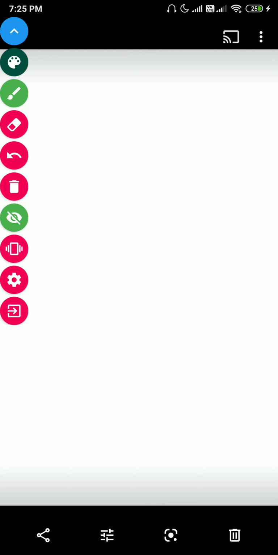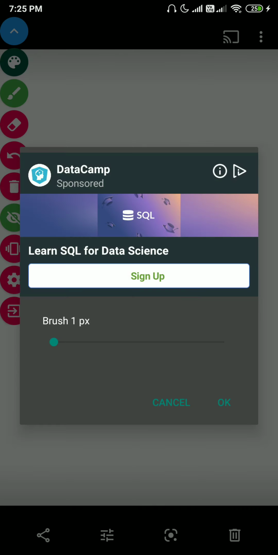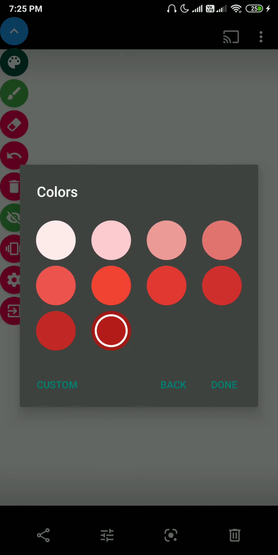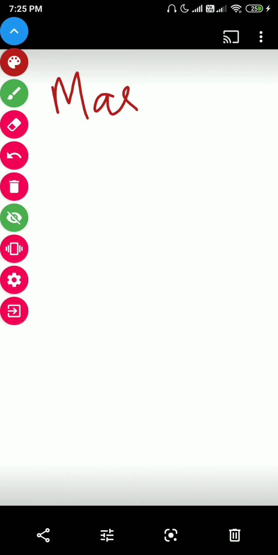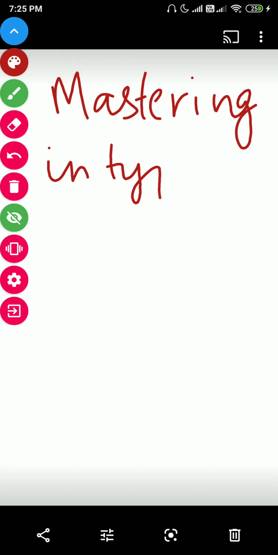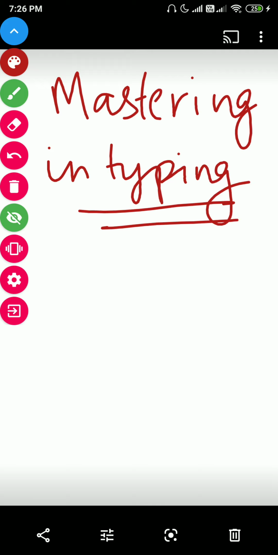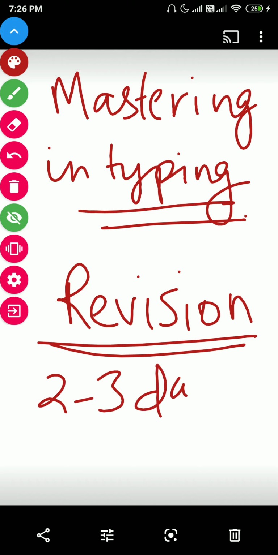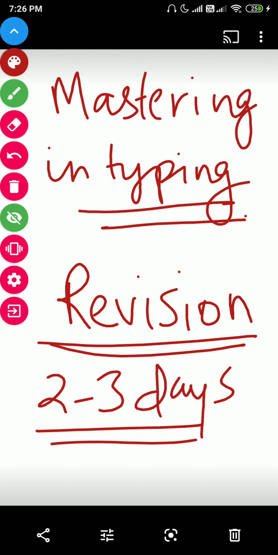In computer classes, we will cover mastering in typing, but after revision. I am also sharing the book which we will follow to cover this topic. But before this, we will do revision of all the class notes that we have made till now. We will do revision for at least 2 to 3 days, of the stuff that you have written in your notebook.